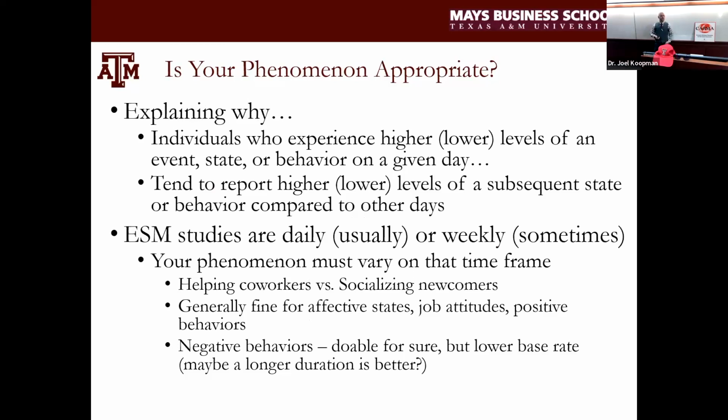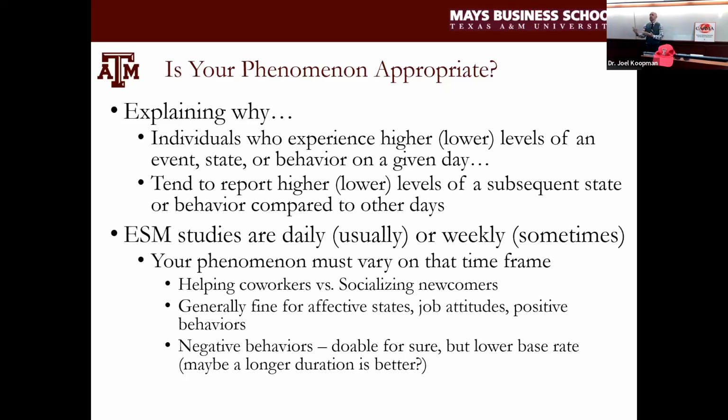More questions to ask yourself. Is your phenomenon appropriate for doing this? So you've got to be able to say that people who experience higher or lower levels of an event, state, behavior on a given day are then likely to engage in, experience, feel, whatever, higher or lower levels of some subsequent state, attitude, behavior, whatever. And so if the phenomenon is not likely to vary, to fluctuate over the time that you're looking at it, then this is not going to be a good methodology.